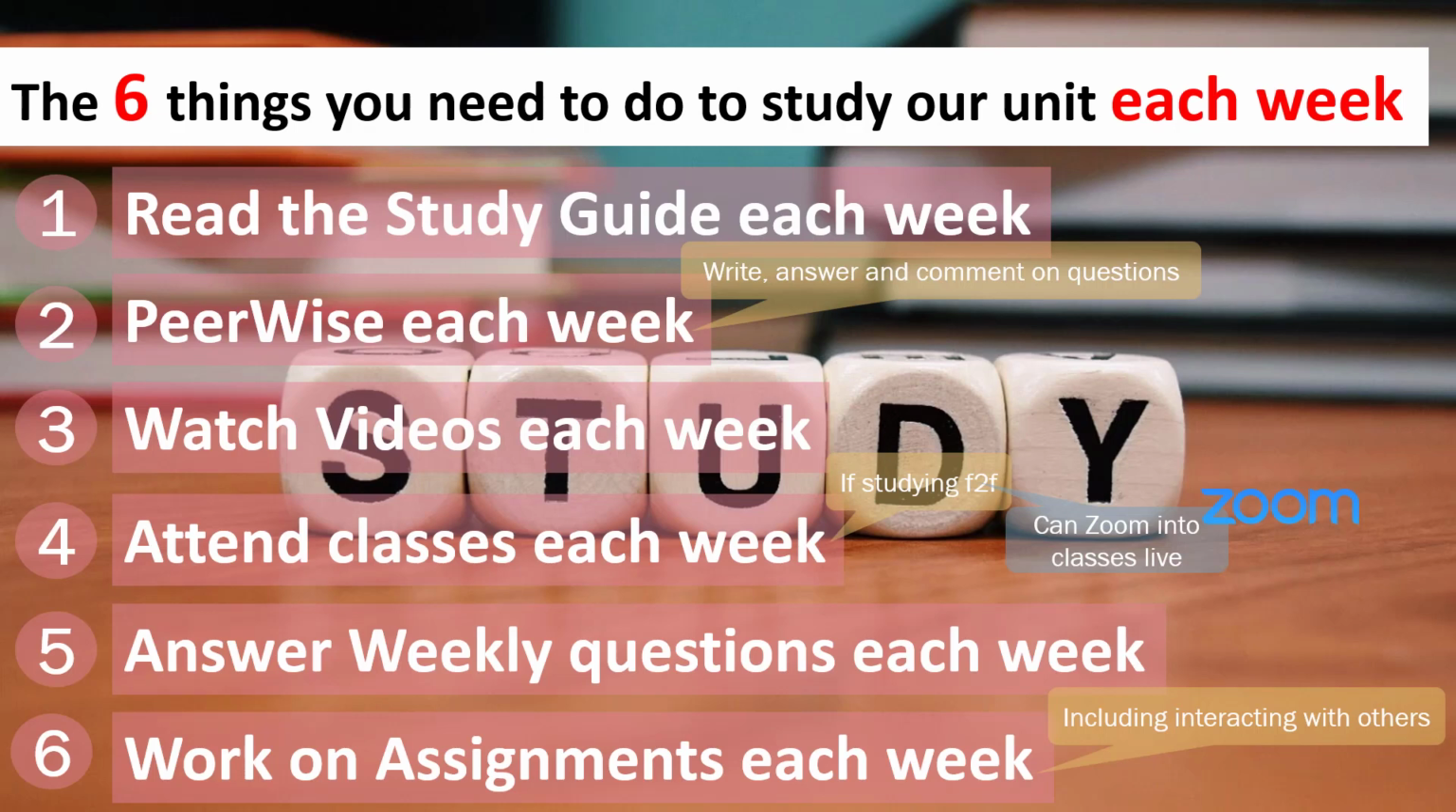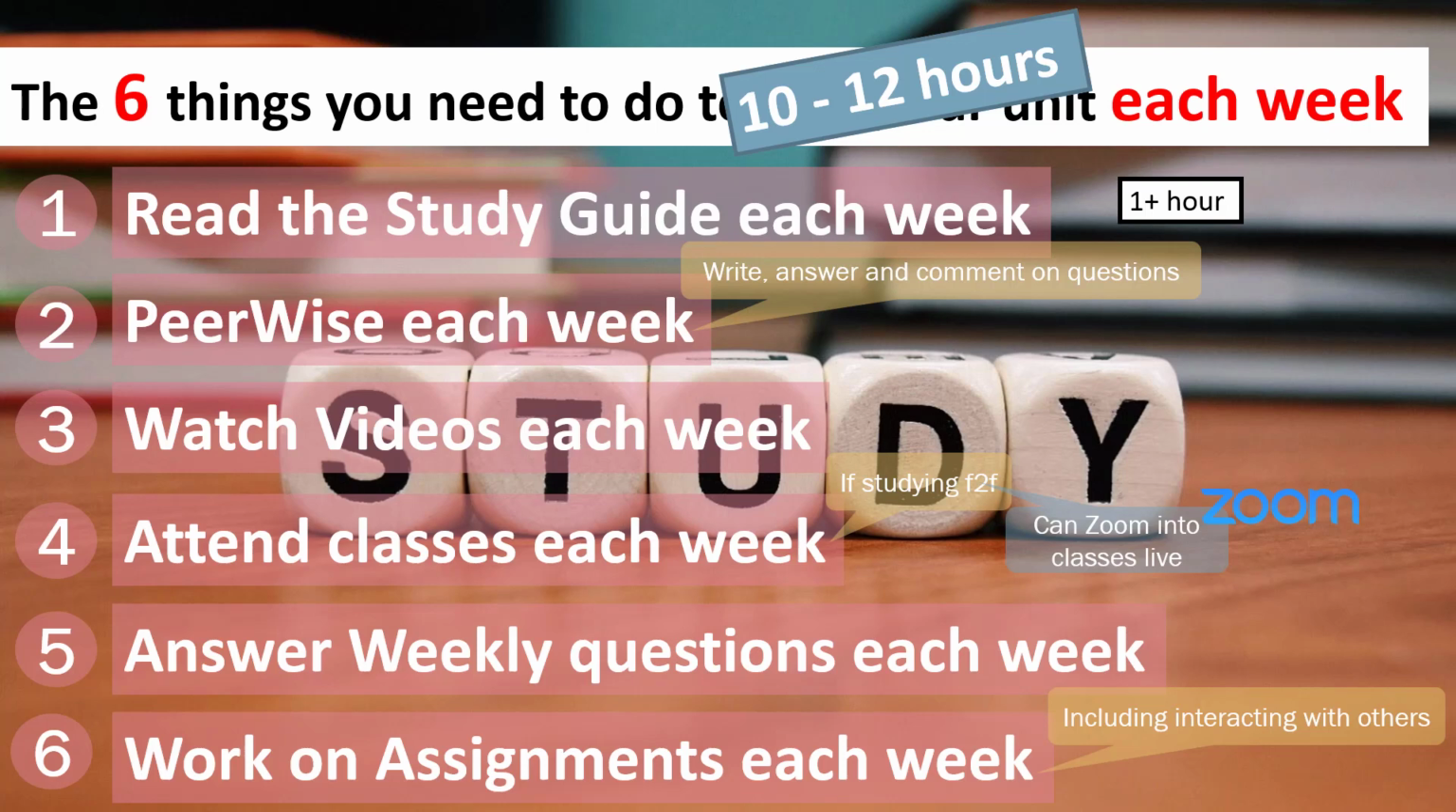You should allocate about 10 to 12 hours each week, and you can split this time as you wish among the 6 things you need to do. There are 8 chapters in the study guide, and so you can read a little bit less than 1 chapter each week, say about 3 sections each week. This may be about 1 hour of reading each week, or a bit more if you have English as a second language or are not a frequent reader.